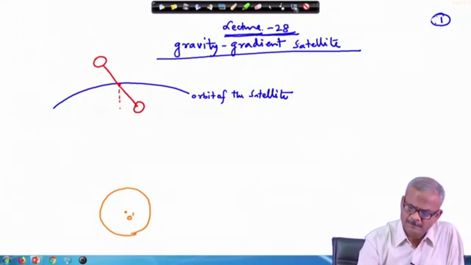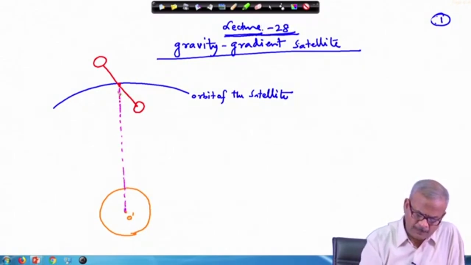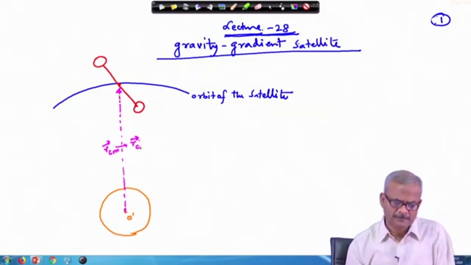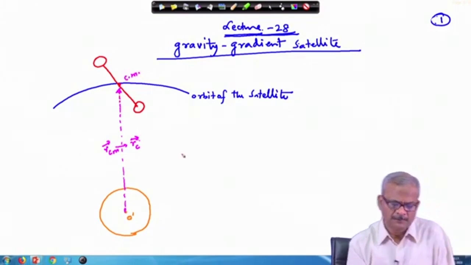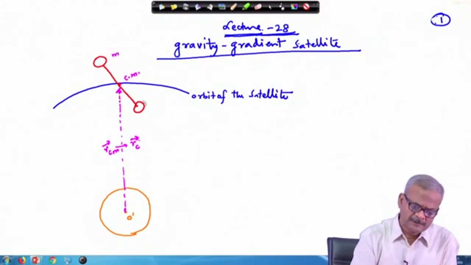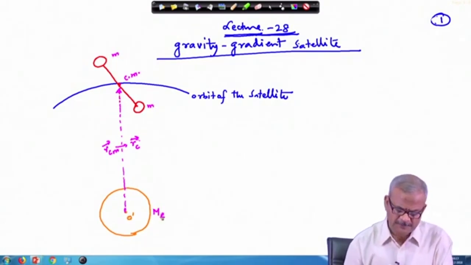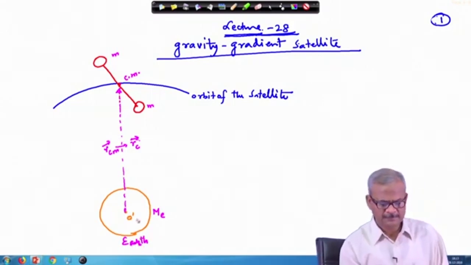Let us assume that this is RCM, which we will write as RC for brief. This is the center of mass of this dumbbell, and both the masses are equal, M and M, and this is the Earth. It can be Earth or it can be any satellite, also a heavenly body.